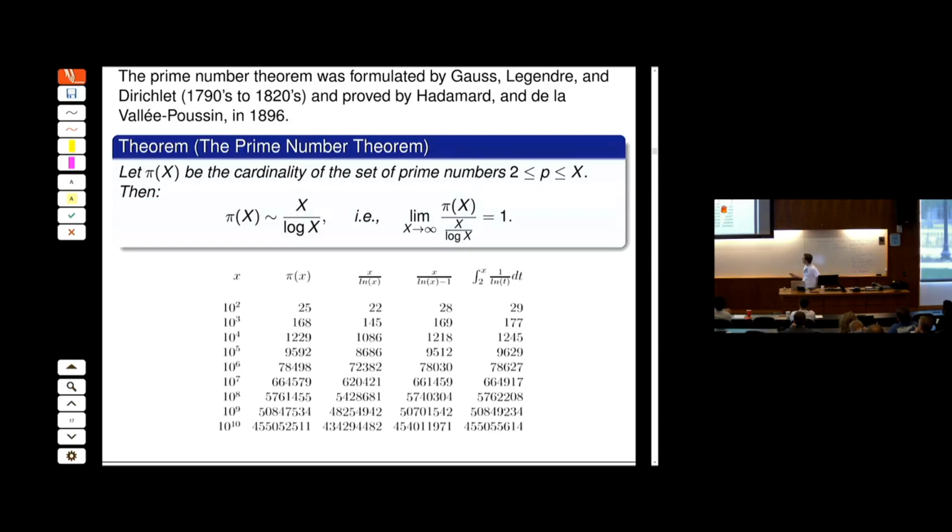And then you can see that this logarithmic integral is pretty nice, even as an approximation. What you can prove is that all three are asymptotic. But this one is a little bit closer in terms of the data. Okay.